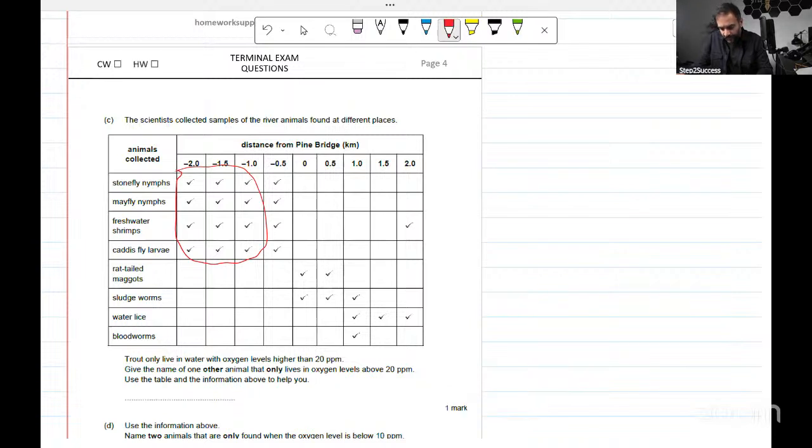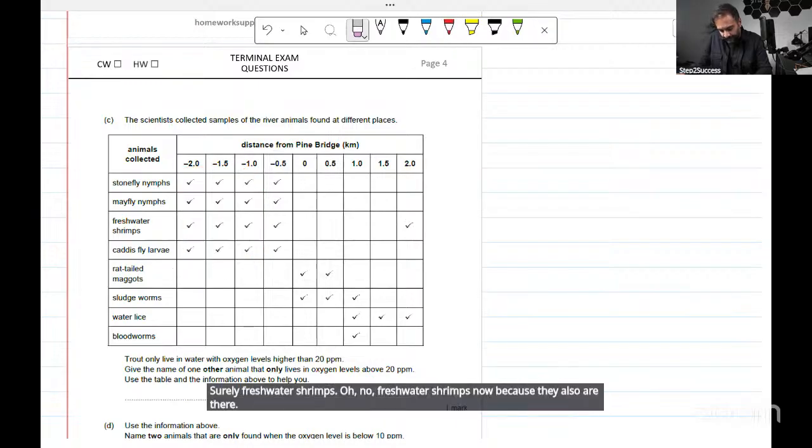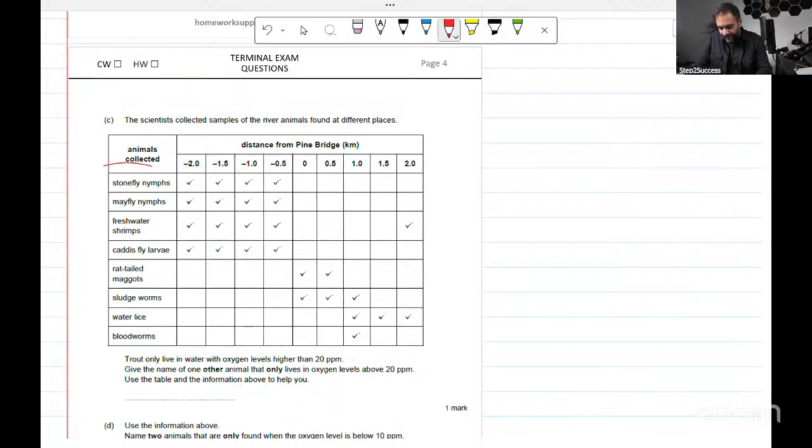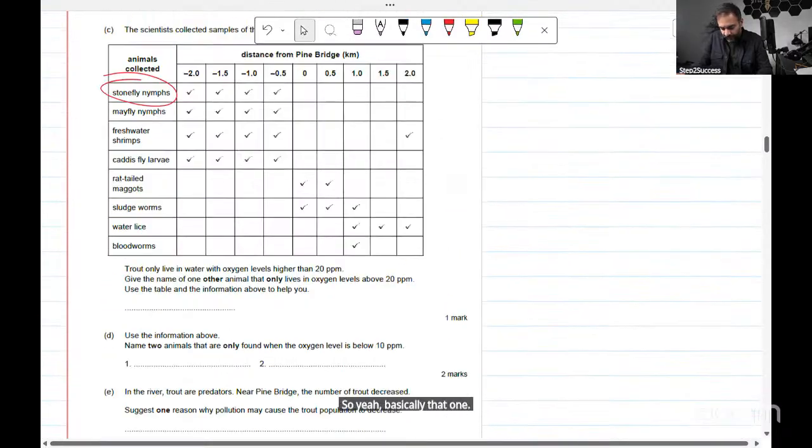Surely freshwater shrimps. Oh no, freshwater shrimps, no, because they also are there. So yeah, basically that one. And the one below it is fine.